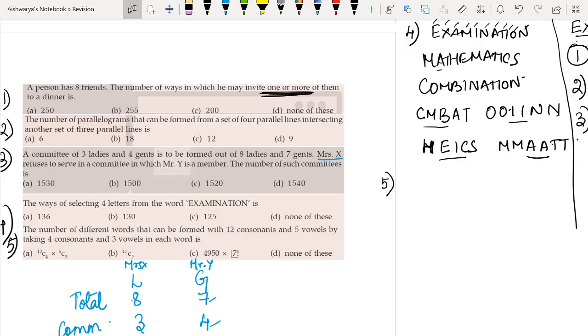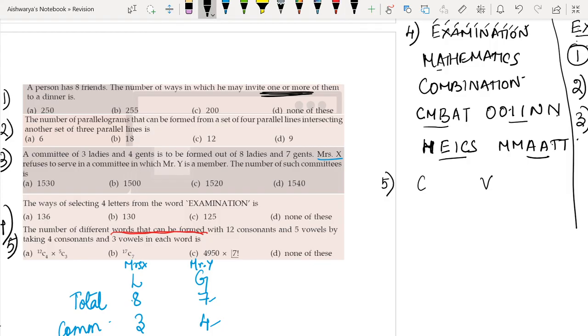The number of different words that can be formed with 12 consonants and 5 vowels by taking 4 consonants and 3 vowels in each word is? Why this question we have selected is, this question is asking how many words can be formed. So it not only involves selection, it involves arrangement also.